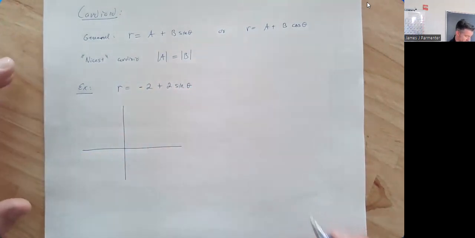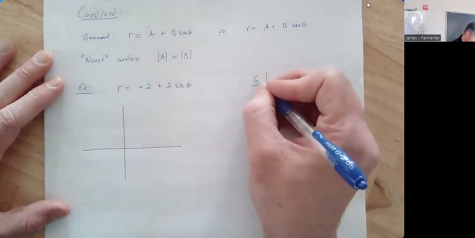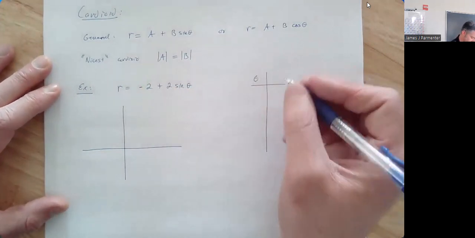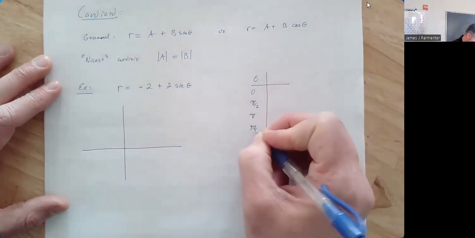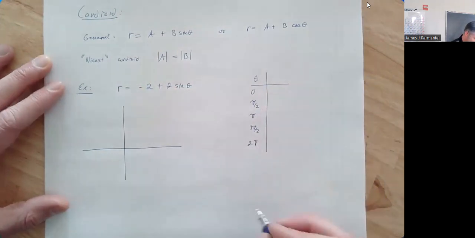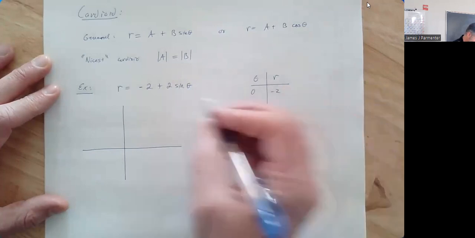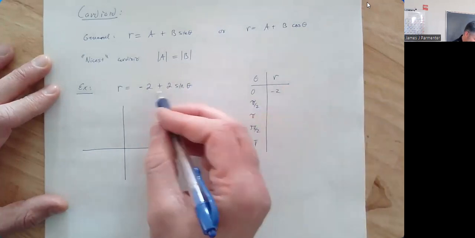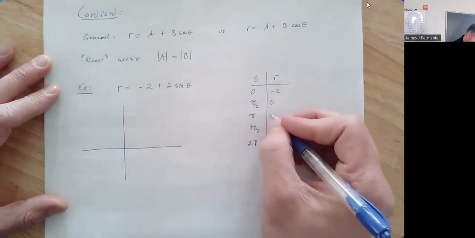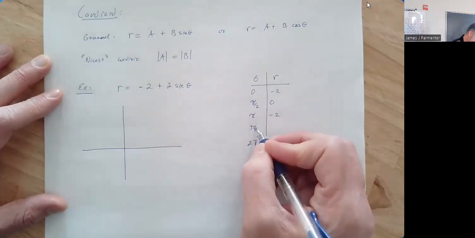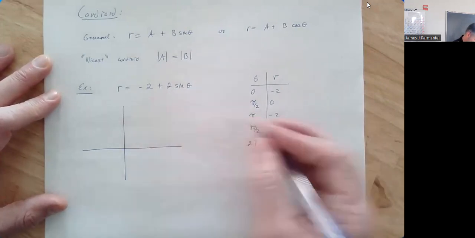For the perfect ones, I'm just going to plot my usual favorite 4 points, 5 points, I guess, where theta is the nice quadrantal angles: 0, pi over 2, pi, 3 pi over 2, and 2 pi again. And so then my R is going to be, well, sine of 0 is 0, so I get -2. Sine of pi over 2 is 1, so I get -2 plus 2, which is 0. Sine of pi is 0, so -2 plus 0. Sine of 3 pi over 2 is -1, so I'm going to get -2 plus -2, which is -4. And sine of 2 pi is 0, so -2 plus 0 is -2.